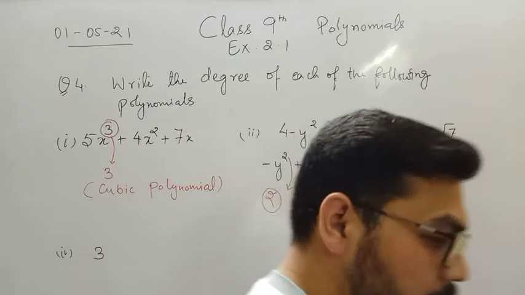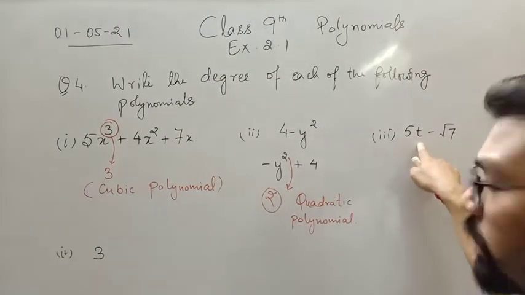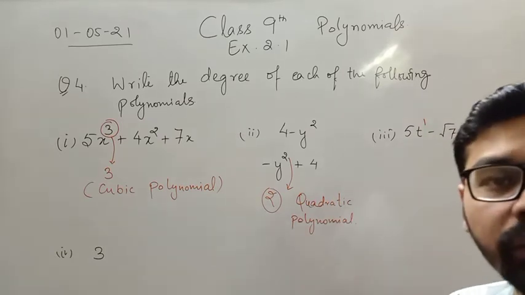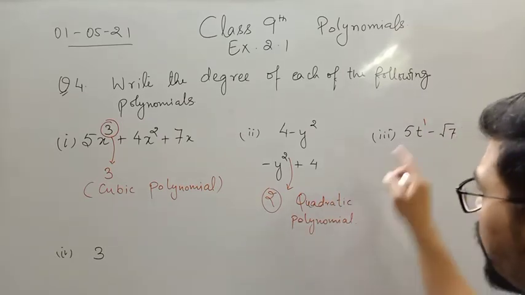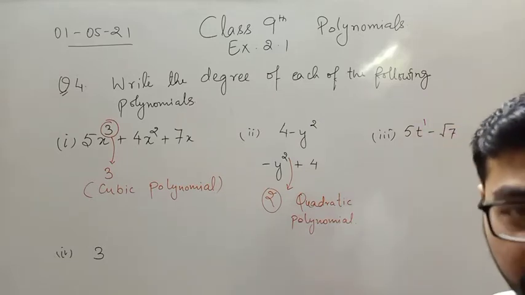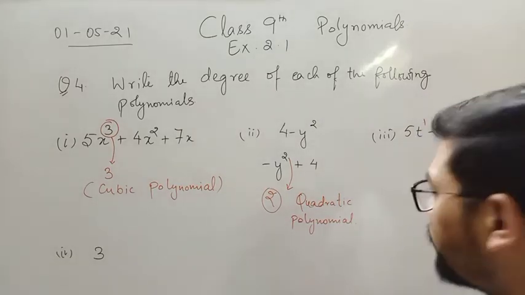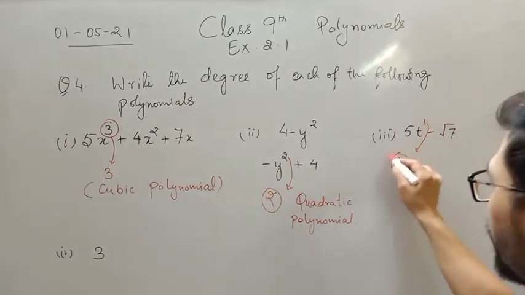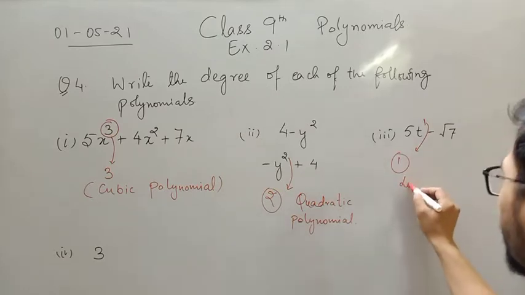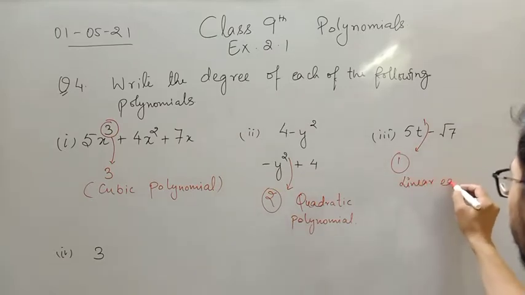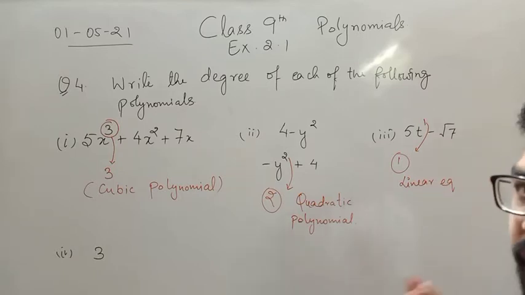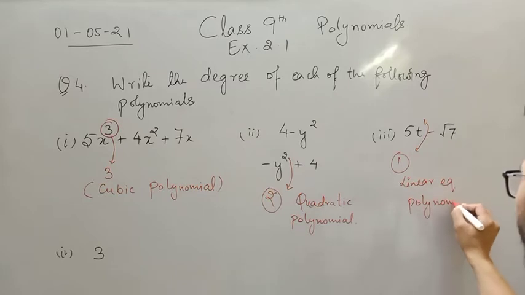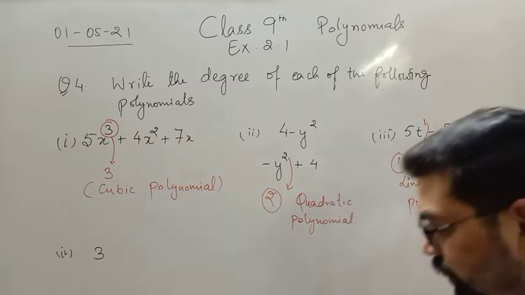Now the highest degree of this variable is 1. As I have already told you, the highest degree of the variable in a linear equation is 1. So the degree is 1 and this is a linear equation. You can say linear polynomial, or you can say linear equation.